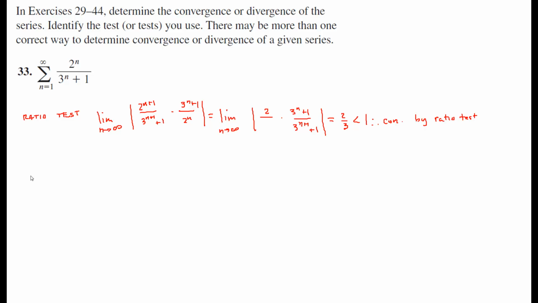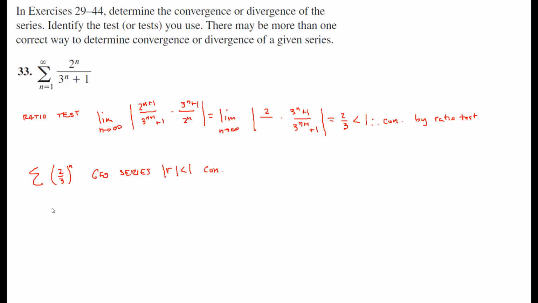Now, perhaps easier is the direct comparison test. If I compare this to the series 2/3 to the n, which is a geometric series with an absolute value of r less than 1, r being 2/3 here. So this is a convergent series.